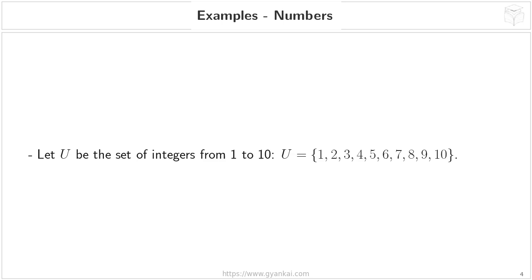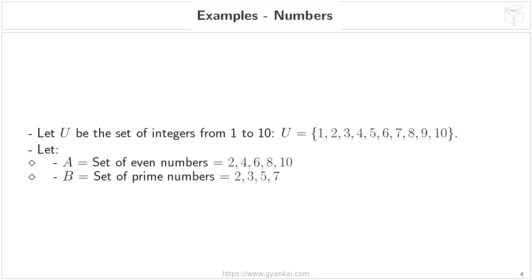Let's move on to another example, this time using numbers. As we discussed in the previous slides, understanding the universal set is key to correctly interpreting Venn diagrams. So, pay close attention here. First, we're defining our universal set, which we'll denote as U. This U represents the set of integers, that's whole numbers from 1 to 10. So, U is equal to the set containing 1, 2, 3, 4, 5, 6, 7, 8, 9, and 10. Remember, this rectangle in our Venn diagram will encompass all of these numbers.